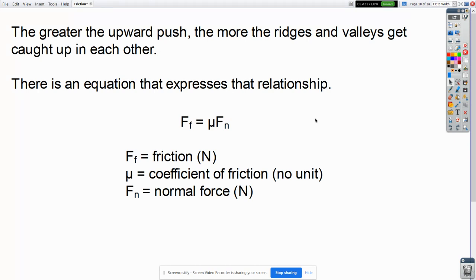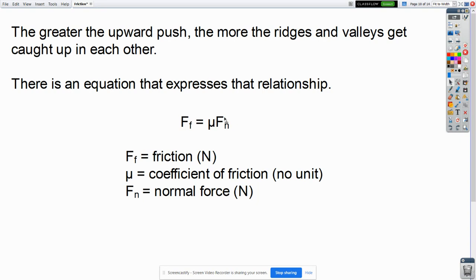Here's the equation showing those relationships to each other. This is the coefficient of friction. It has no unit, it's just a number. That's the normal force, that's the friction force. Two forces here mean both things are in newtons. The force of friction is equal to the coefficient of friction times the normal force.